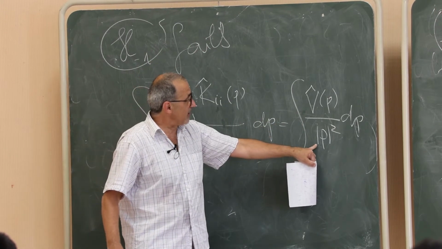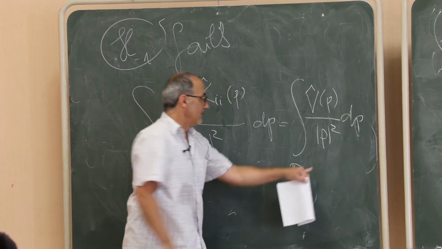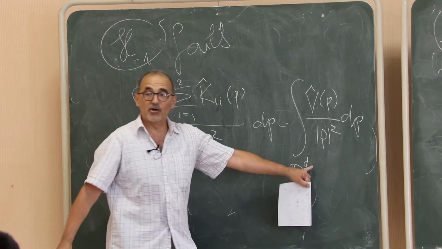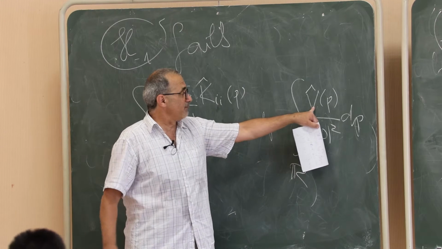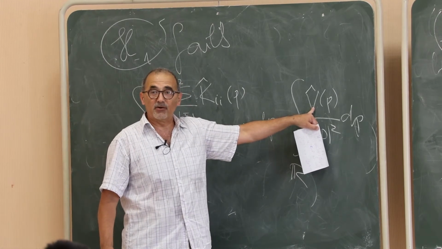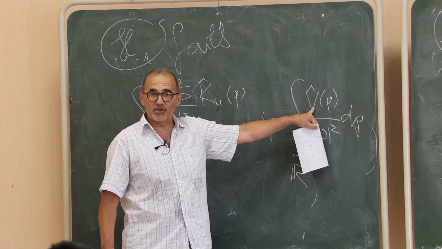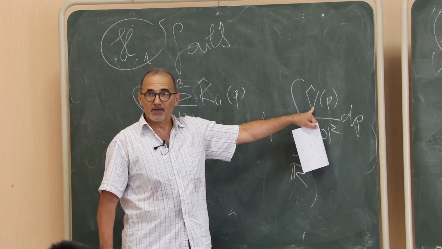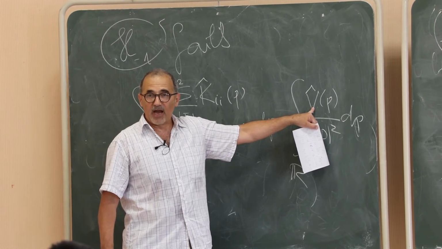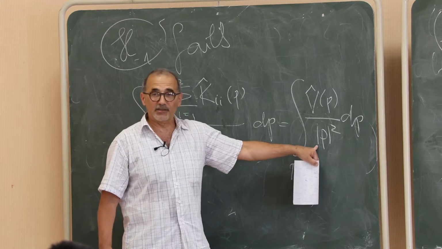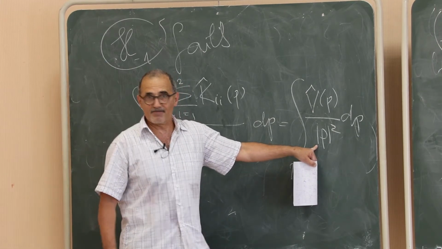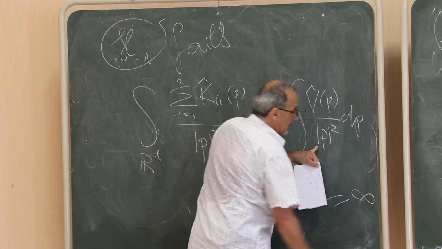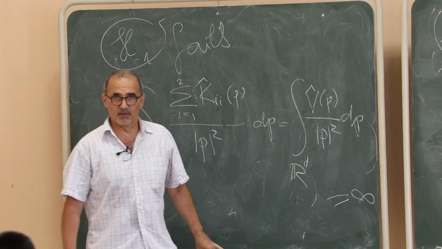So I have to integrate 1 over p squared in R^d at the origin. At infinity, I don't have a problem because, due to infinite differentiability of everything, this decays exponentially for large p. I have a problem at 0, but this is just not integrable in 2 dimensions. There is no H minus 1.